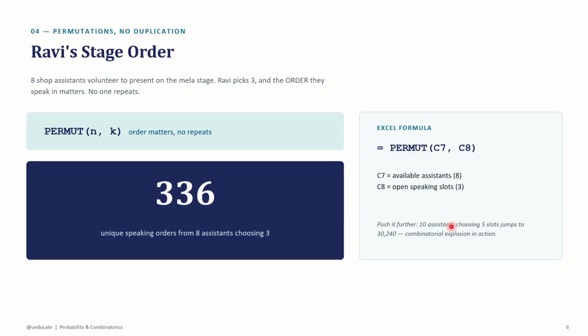So if we change this further, if the number of people is 10 and the slots is 5, then it escalates fast, right? The number jumps to 30,240. So that is the combinatorial explosion in action. That's what we talk about. A small increase in your inputs creates a massive increase in your possibilities, right?